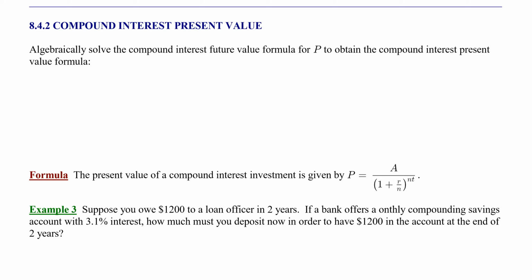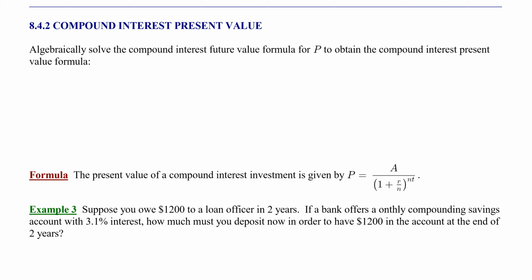Let's suppose that you have some sort of future savings goal. You have a target amount that you would like to have in your savings account. Well, how does that translate into today? What is the present value of that investment? That means, how much do I need to deposit into a compound interest account today so that over time it will grow to a specific goal?